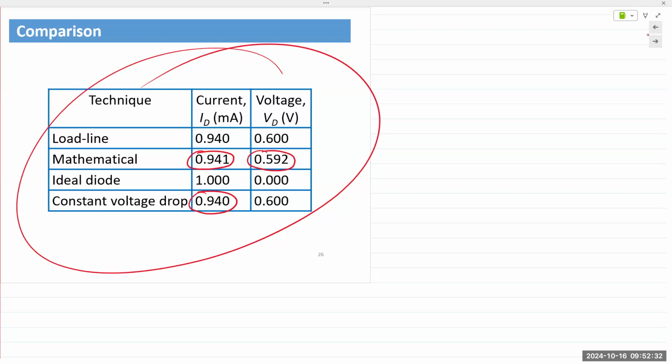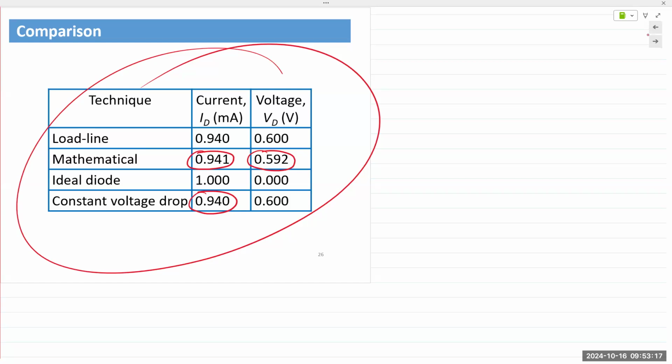Does that make sense to everyone? Right? So in the ideal diode, of course, voltage VD would be 0. So that's far off, but the current is not too far off. And the rest of the other three are very close. 0.6, 0.6, 0.592, and then 0.94. Right? So no matter which model you use, if you perform it correctly, then you'll be able to predict your actual experimental values using any of these models. Okay. All right. Any other questions?